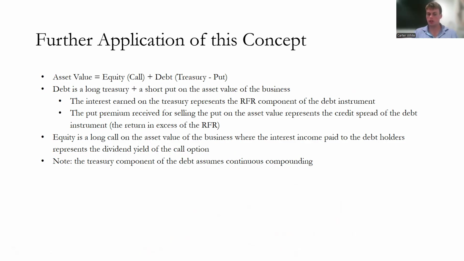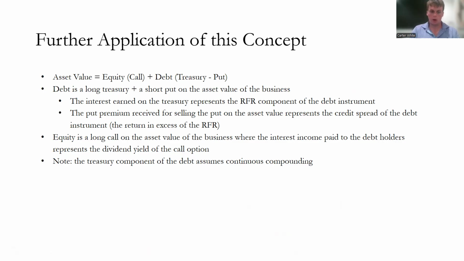The risk-free rate component comes from the fact that you are long a treasury. The credit spread component comes from the fact that you are selling a put on the asset value of the business. And then equity is a long call on the asset value of the business, where the interest income paid to the debt holders represents the dividend yield on the call option. Even though it's not an actual dividend and it's not going to the equity holders, it represents, just like how a dividend to the equity holders would be for a call option, an erosion of value that's not going to you. And just a note, the treasury component of debt assumes continuous compounding.